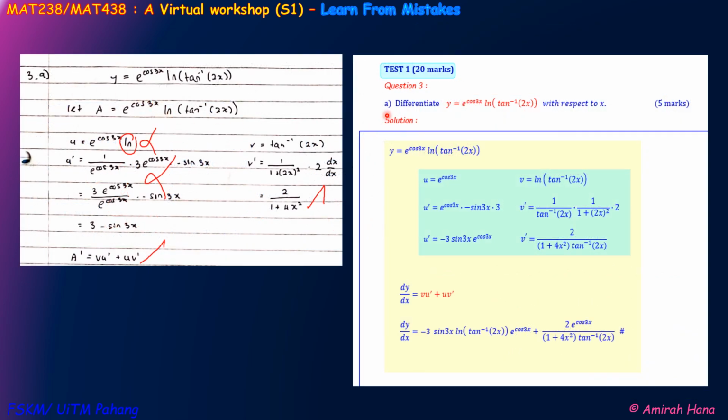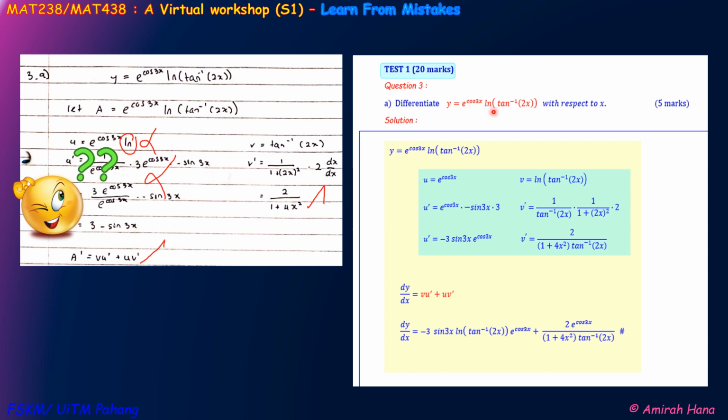Next, question 3a, differentiate y equals e to the power of cos 3x ln inverse tangent to x with respect to x. So from here, student ni buat u equals e to the power of cos 3x ln. Ln, we cannot leave ln macam ni ya. Ln cannot stay alone. Dia tak boleh ln and then tak ada apa-apa. Itu memang takkan boleh.